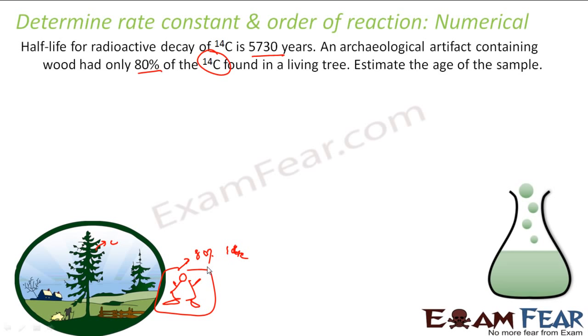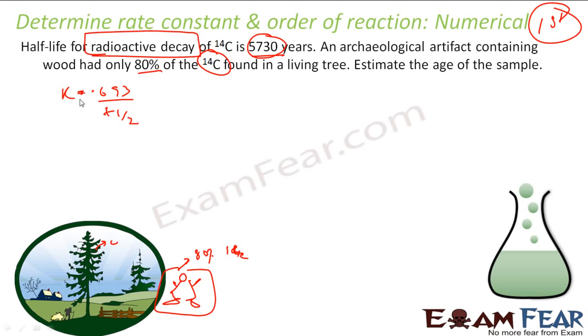Here the order of the equation is not given, but we know it's a radioactive decay, and all radioactive decay is first order equation. Since it is first order, we are talking about T half, right? Half-life is given. We can find the value of K. So we know that K is nothing but 0.693 by T half for first order equation. I just showed you T half is nothing but 0.693 by K.